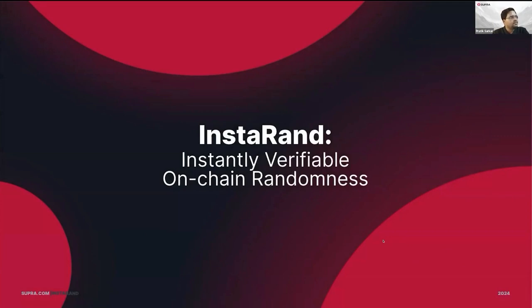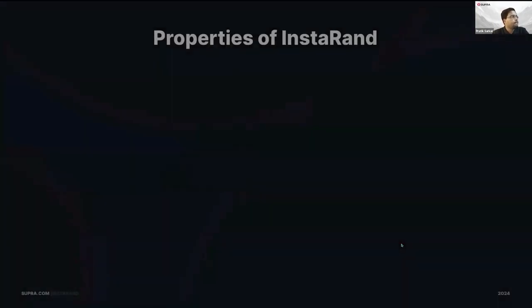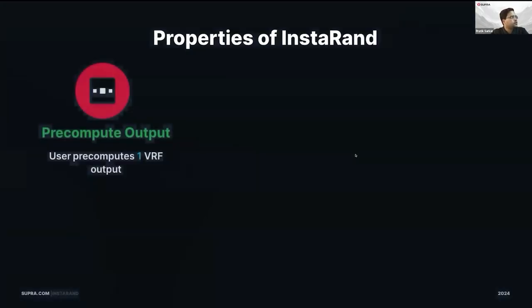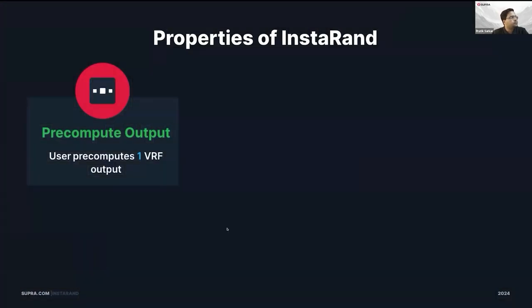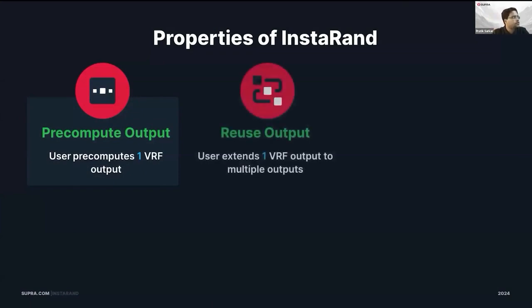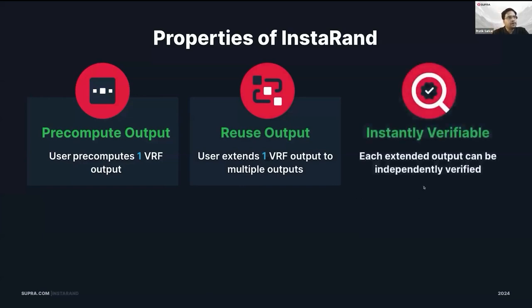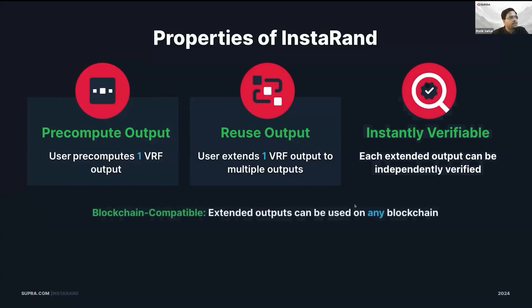So this is InstaRand, instantly verifiable on-chain randomness. What are the properties of InstaRand? Here you can pre-compute the output. The user pre-computes one VRF output. So the user needs to query the VRF server once in the pre-computation phase. In the online phase, the user will use that one single VRF output to generate multiple outputs, okay? And each of these extended outputs can be independently verified. So that's what we call instantly verifiable. And this is blockchain compatible because the extended output can be used on any blockchain, or in fact, the InstaRand protocol can be applied on any blockchain.